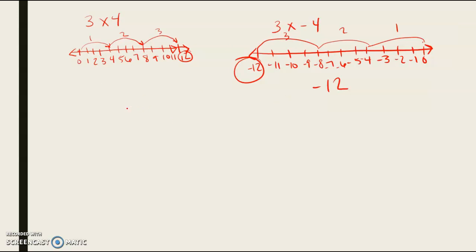Now, what may make it a little bit more difficult is, what if we have negative times a negative? Well, what is that going to do? Well, this first negative would tell us we would go to the left, but then the second negative tells us that we're going to change course. And so where we thought we were going left, now we're going to make it a positive, because that negative tells us to go the opposite direction.